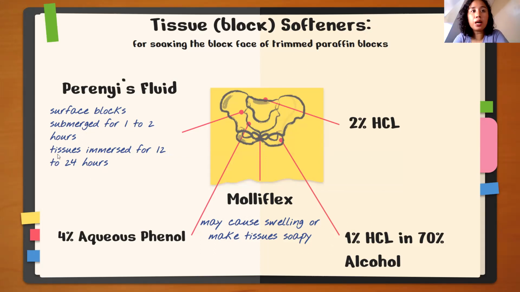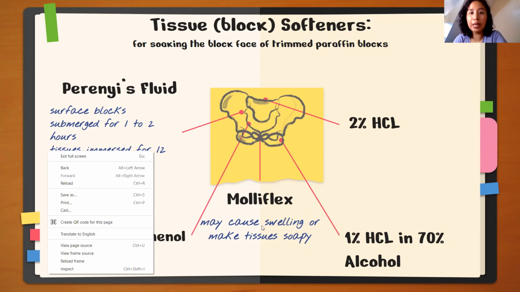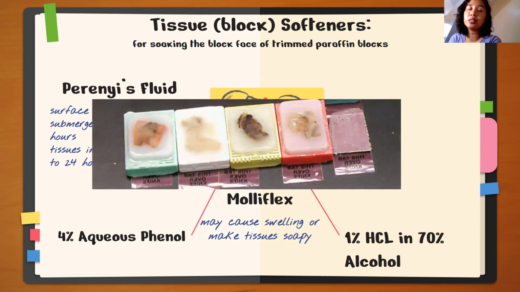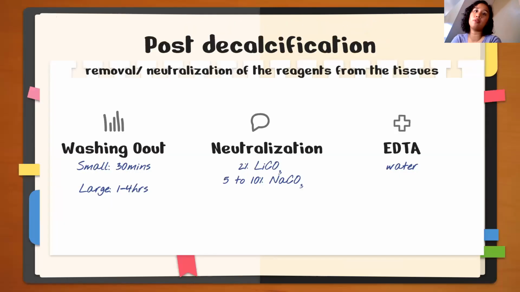So if it's not yet black, if it's just tissue, then from the start, 12 to 24 hours. We also use Mollifex: aqueous phenol, 2% HCl and 1% HCl in 70% alcohol. Mollifex, however, causes swelling of your block and makes the tissue soapy. So that's tissue block softener. They soften the tissue because, apparently, you've gone so far and it's still hard. So this is our troubleshooting way to soften the tissue block.